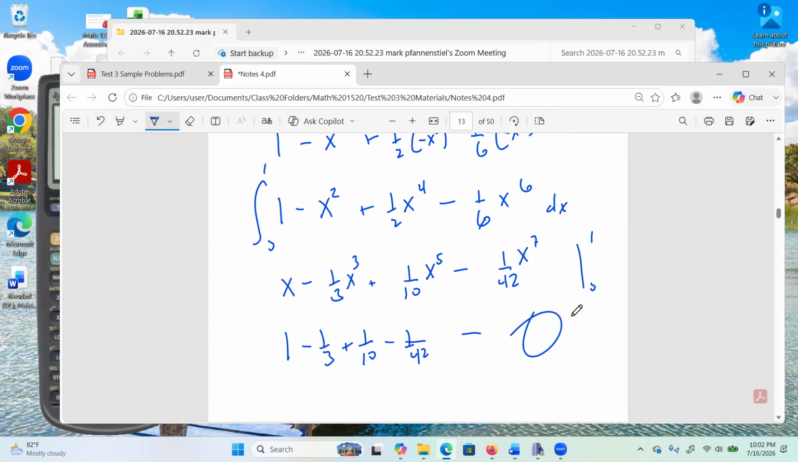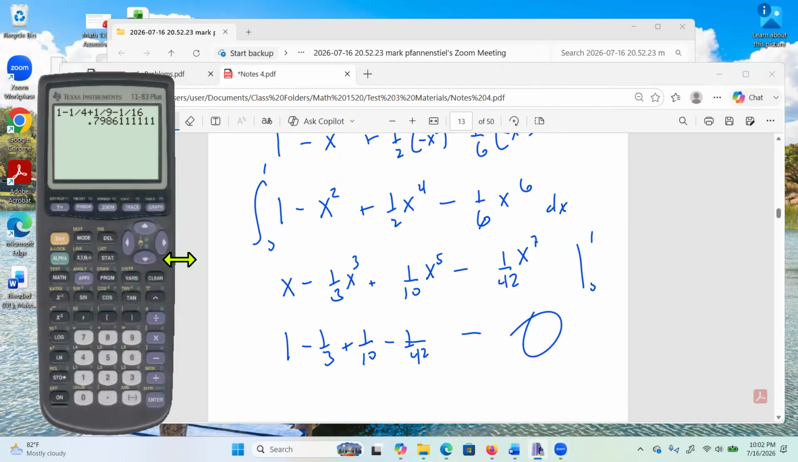If you want more accuracy, you get more terms. That's what you do. So we will be able to go through and do that. Let's go ahead and clear. So I've got 1 minus 1/3 plus 1/10 minus 1 over 42. Oops, I don't want cosine, I want 42. There you go. Everything else is deleted. Now press enter, and I got 0.7.